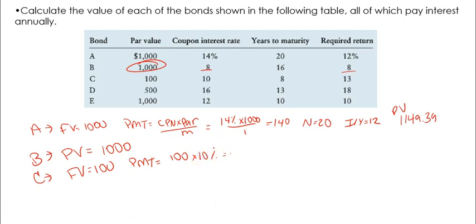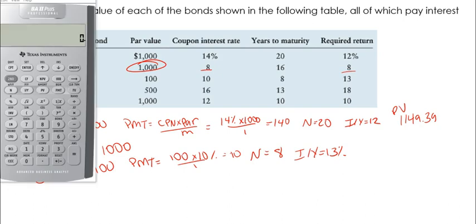So $100 times 10% divided by 1 is $10. It has 8 years remaining till maturity, and the required return is 13%. So just looking at this, this bond is paying lower than market interest rates. So demand should be low, and the price should be below par value. But we can double check that with our financial calculator.